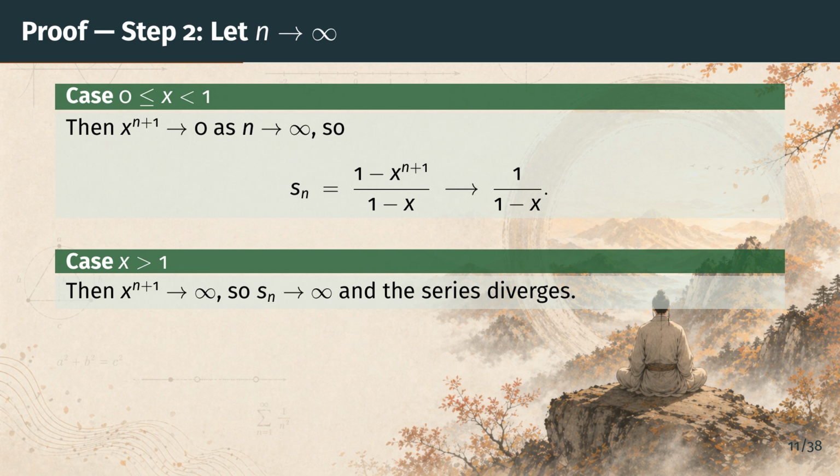This is one of the special limits we established earlier in the chapter, so the numerator settles down to 1 and the fraction approaches 1 over 1 minus x, which is exactly the sum claimed in the theorem. When x is greater than 1, the same power instead grows without bound, so the partial sums run off to infinity, and the series diverges. The only value still untreated is the boundary case, x equals 1, and we turn to it next.